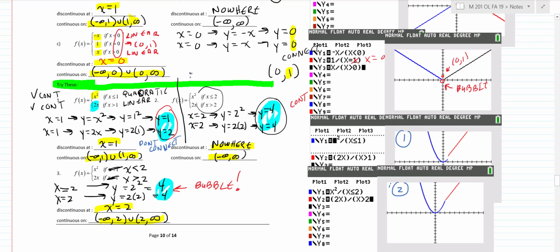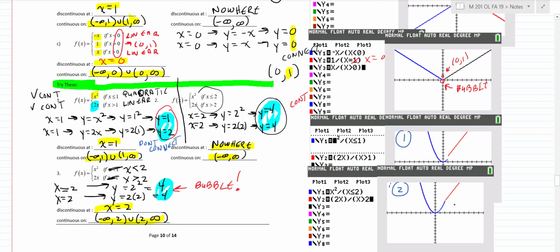They don't connect clearly. Okay, this one would be, we're just changing this at 2. So again, the only thing to question is the 2. If you do 2 squared, you get 4. 2 times 2, you get 4. So that means they do connect. So it's not discontinuous anywhere. It's continuous everywhere else because you have a quadratic and a linear function, which are continuous everywhere.